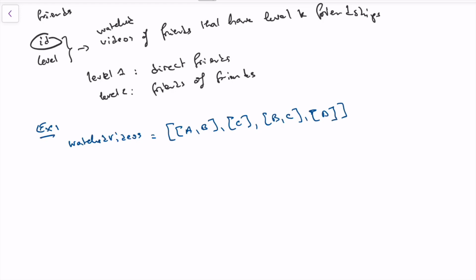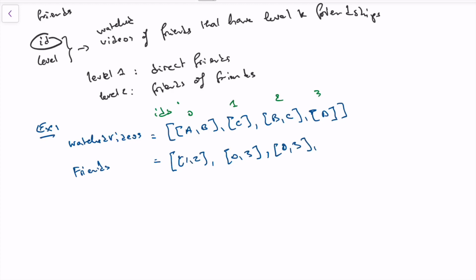So essentially, if we map this, the IDs are 0, 1, 2, 3, and similar thing for friends, where we would have 1, 2, 0, 3, and 1, 2, 0, 3 again, and then 1, 2. So essentially the friends of the person of ID 0 are 1, 2, the person of ID 1 has friends 0, 3, the person of ID 2, same thing, and 3, like this.